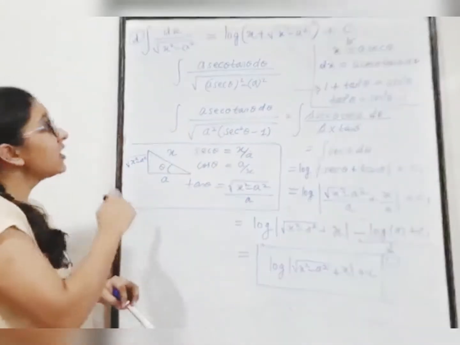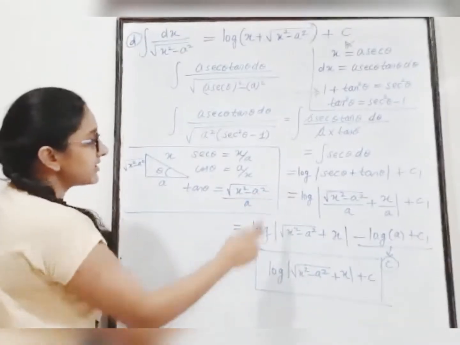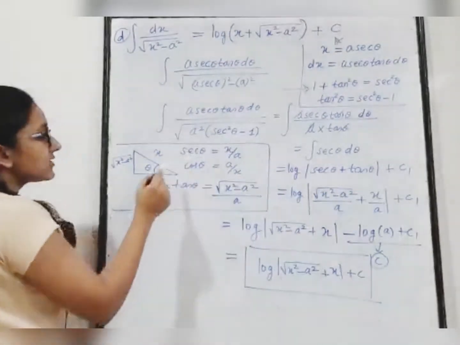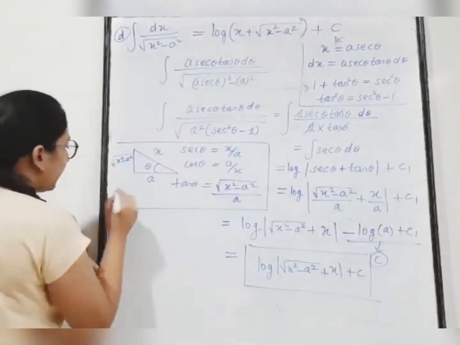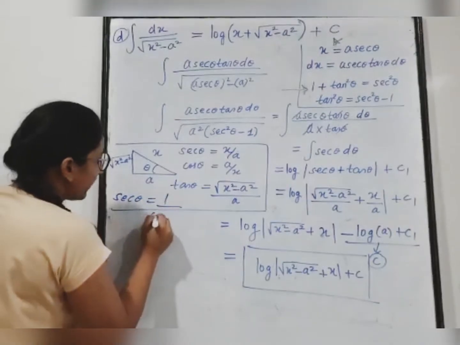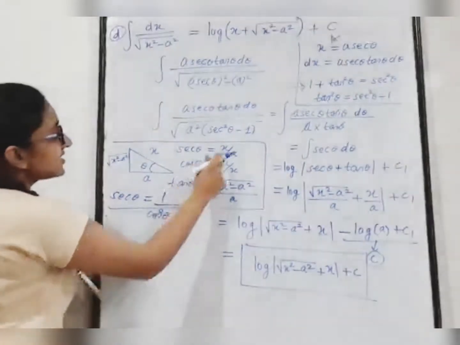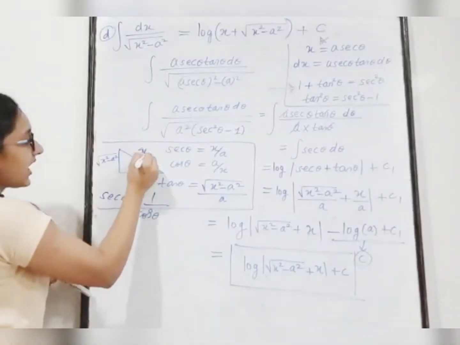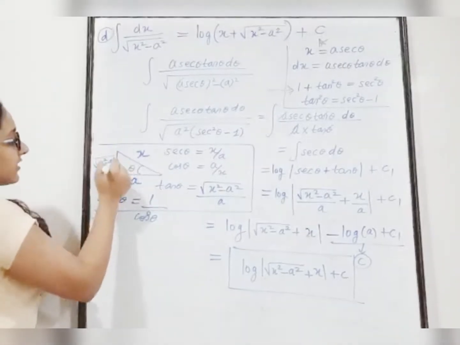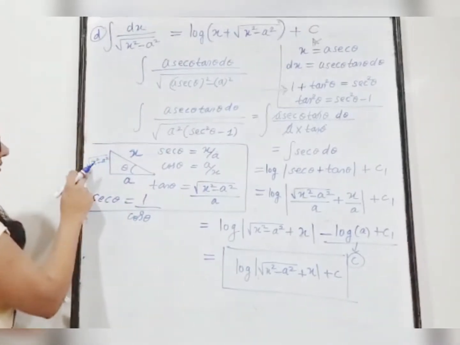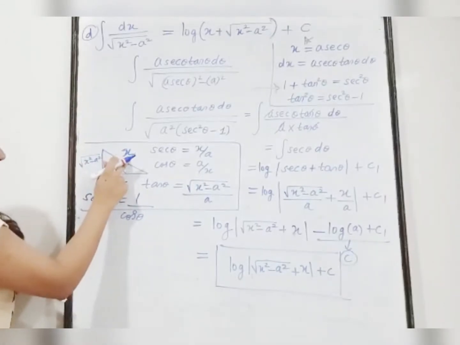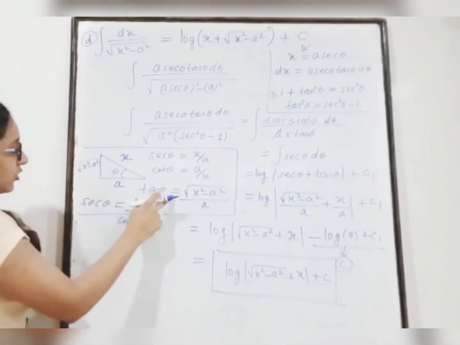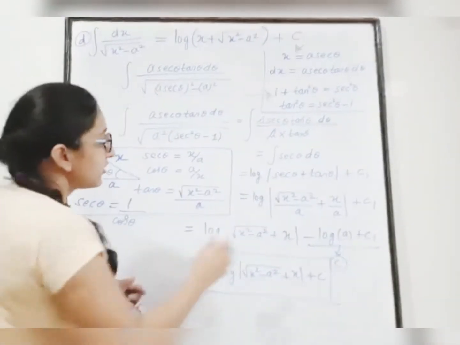Now as we saw for the third standard formula, here the method is the same. I know secant theta is x by a. Secant theta is nothing but 1 by cos theta, so cos theta is the reverse, that is a by x. Cos theta is adjacent divided by hypotenuse, that is a by x. If we make a right angle triangle, then the third side will be root x square minus a square, because this is the hypotenuse, this is the base and this is the height. So tan theta is opposite upon adjacent. Substituting further, we get this.